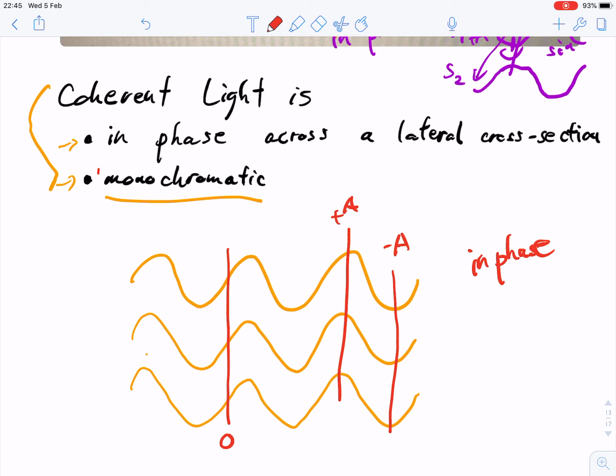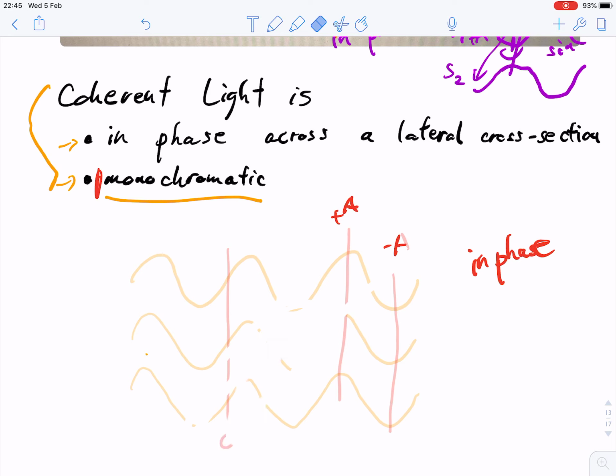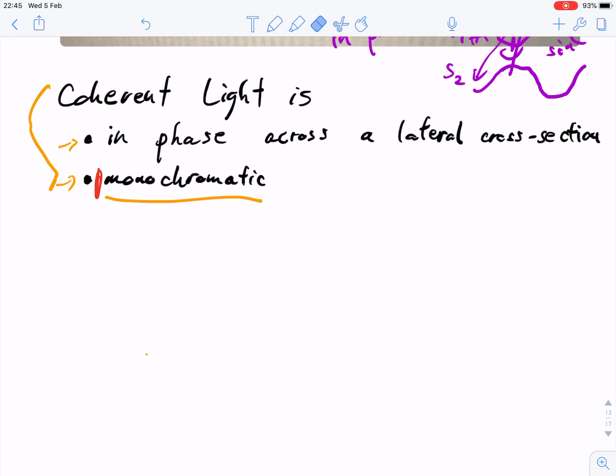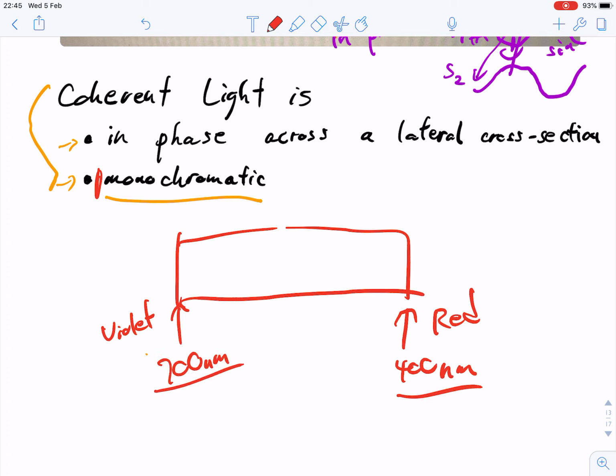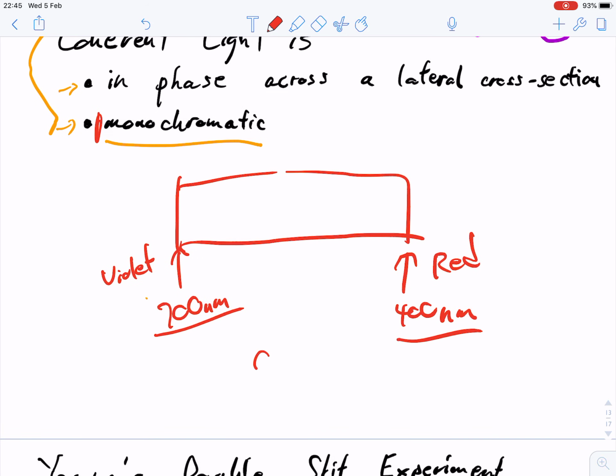The other thing is that it is monochromatic. Monochromatic really just means that it is of a single color. I invite you guys to think a little bit about the visible light spectrum, where we have red light. Each shade of color actually has a different wavelength, and sometimes you may not be given the wavelength directly. You may have to find it using c equals f lambda.